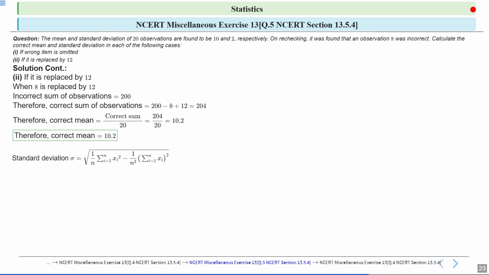Now, let's recall the formula for standard deviation. Sigma equal to square root of 1 divided by n times summation from i equal to 1 to n of xi squared minus 1 divided by n squared summation from i equal to 1 to n of xi, whole squared. This implies sigma is equal to square root of 1 divided by n summation from i equal to 1 to n of xi squared minus x bar whole squared.